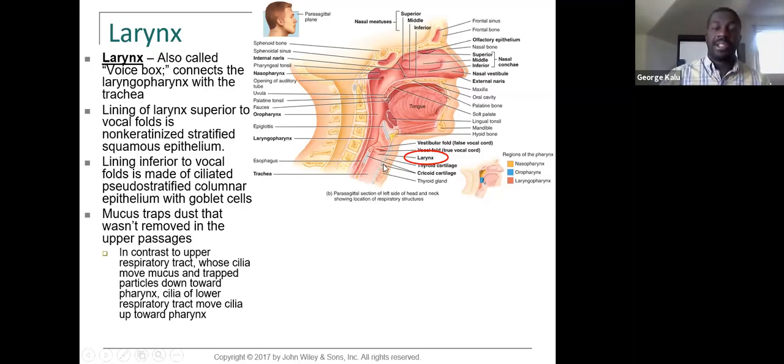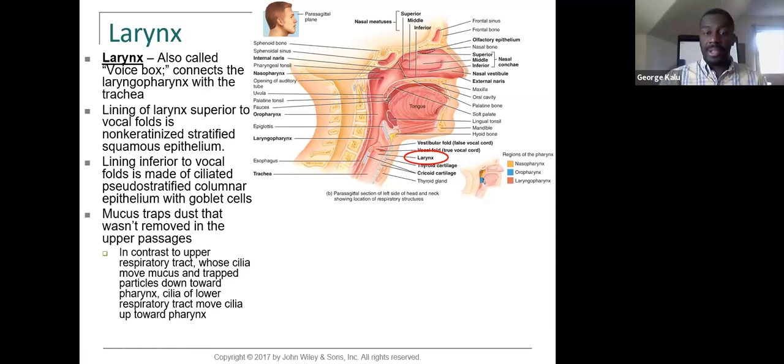Just like what we saw previously, if there are any pathogens or bacteria or dust or debris that get past any of the previous defenses, let's say they get past the mucus in the nose, they get past the mucus in the pharynx, and somehow make their way into the larynx, there's also going to be some mucus and some cilia there as well. So they're going to catch any bacteria that were able to get past those previous defenses. And it works exactly the same way.